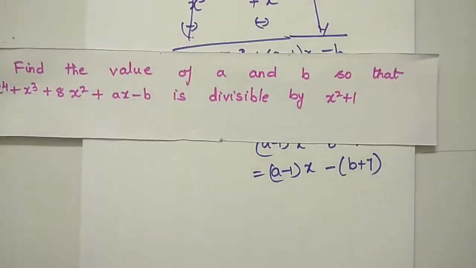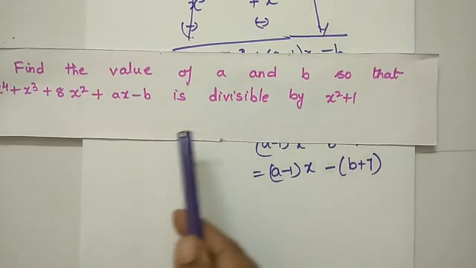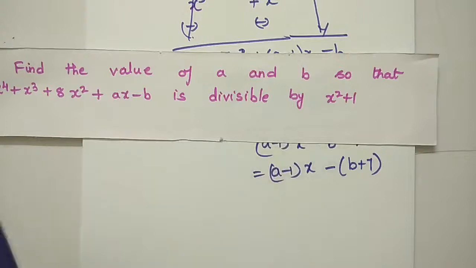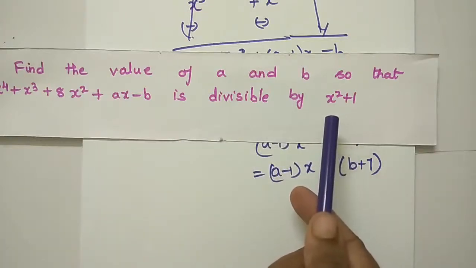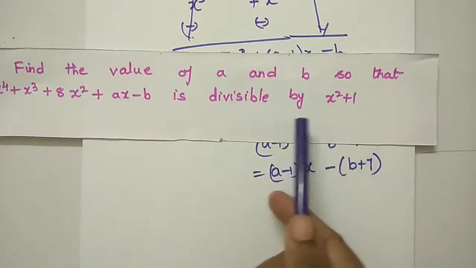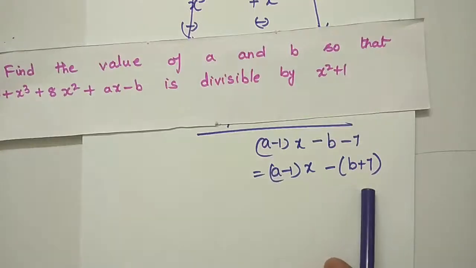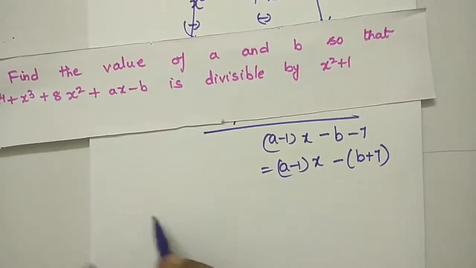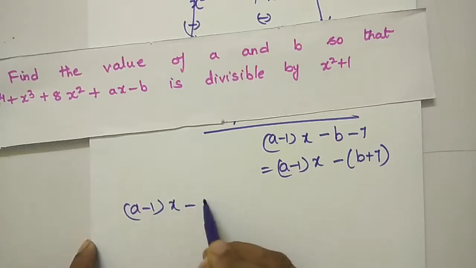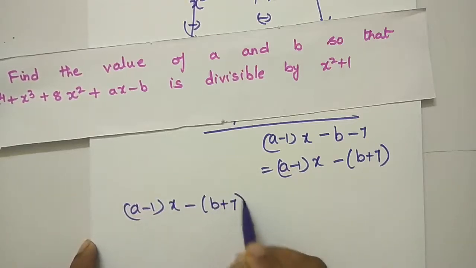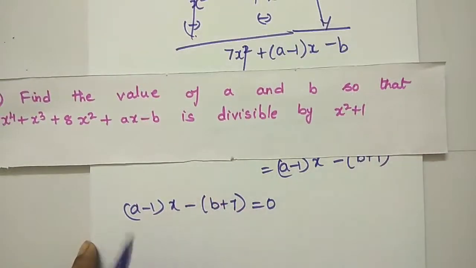Now they have given that this polynomial is divisible by x square plus 1. They have clearly given it is divisible. It is divisible means remainder will be 0 when you divide with x square plus 1. Is it not? So, but we got the remainder as a minus 1 into x minus b plus 7. So, equate it to 0. A minus 1 into x minus b plus 7 equal to 0. Okay, did you get my point?